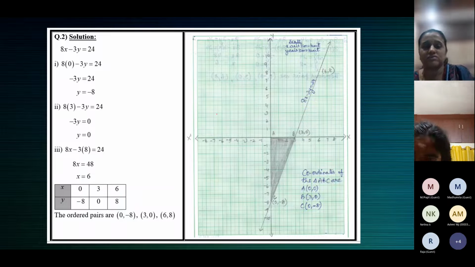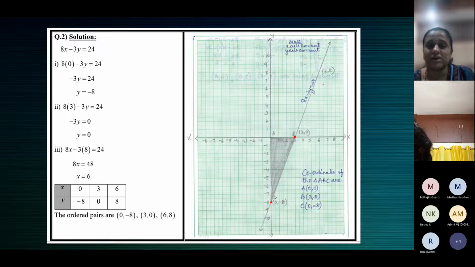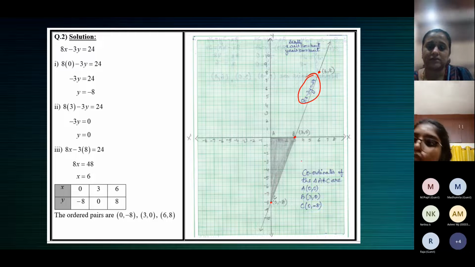So that's what we plot. On the x-axis and y-axis, we plot these points: 0, -8 here, 3, 0 here, and 6, 8 here. Connect these three points. You will be able to connect them by the same straight line. Write the equation of the line on it: 8x - 3y is equal to 24.